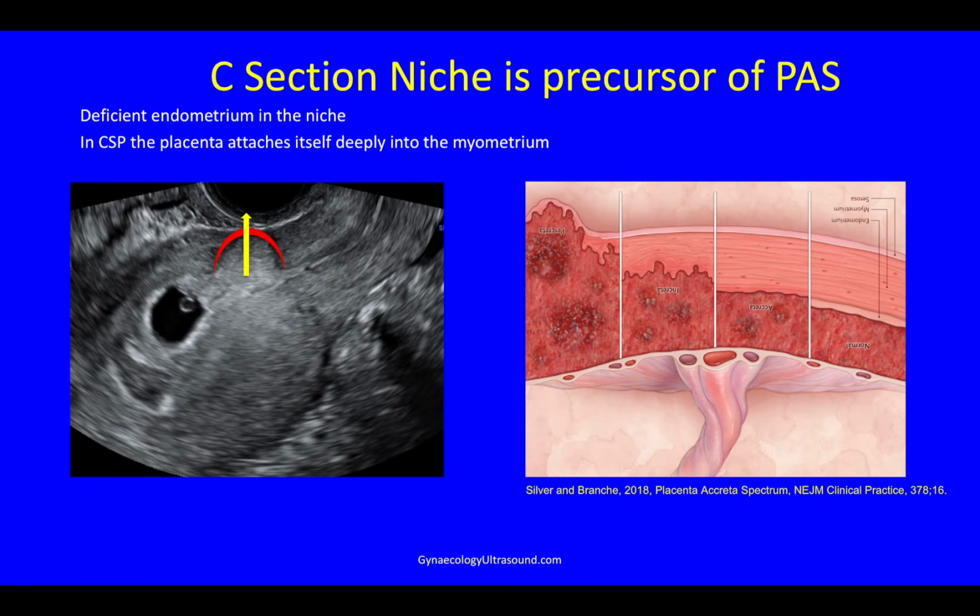And you can see in this beautiful diagram from Silver and Branch that this is the placental tissue, and it normally implants onto decidua and not onto the myometrium. But if you don't have any decidua, then the placenta becomes abnormally adherent to the myometrium, or it can grow into it or through it right the way to serosa. These 3, accreta, increta and percreta, together constitute placenta accreta spectrum.